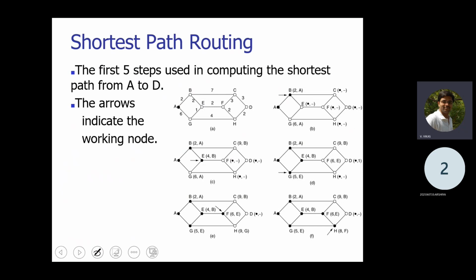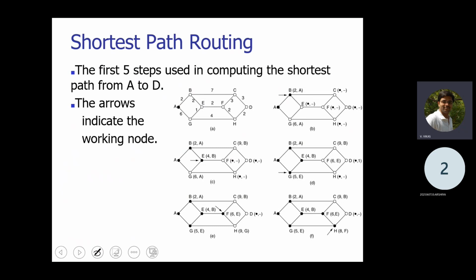You can see here, beside B, we have written 2 comma A. It indicates that if I have to move from A to B, the cost is 2, and after that the letter A indicates the previous node. Whenever I am moving from A to B, the previous node is A. That means I have a direct connection from A to B. And the cost we are updating. Here also we have updated.